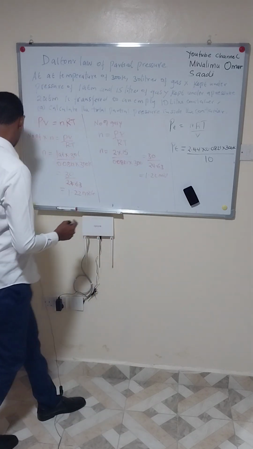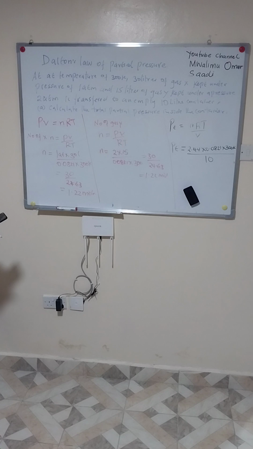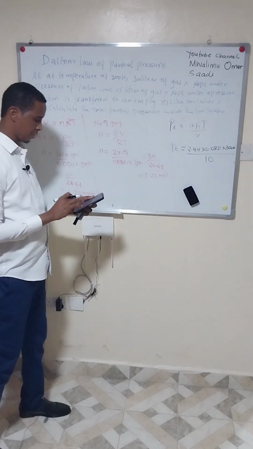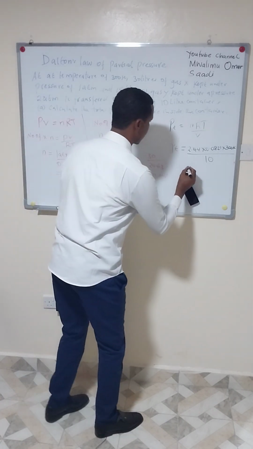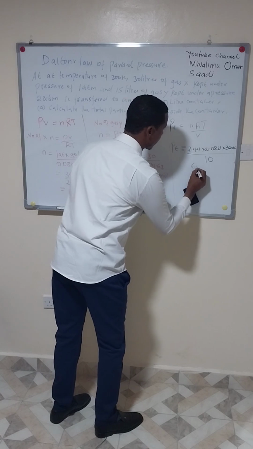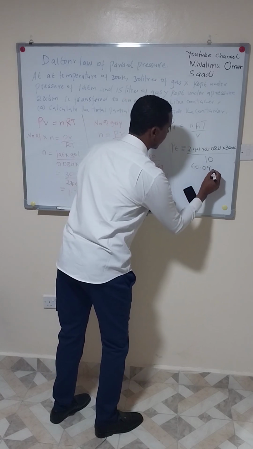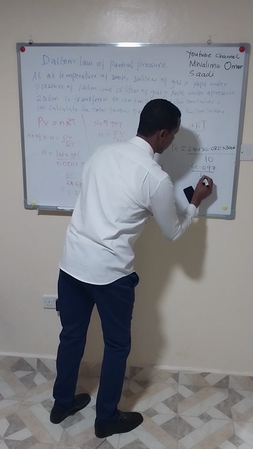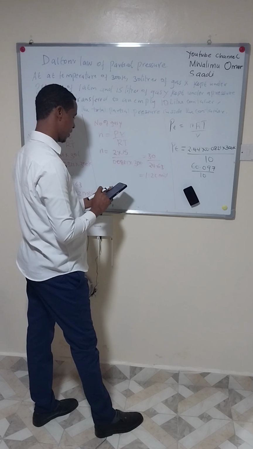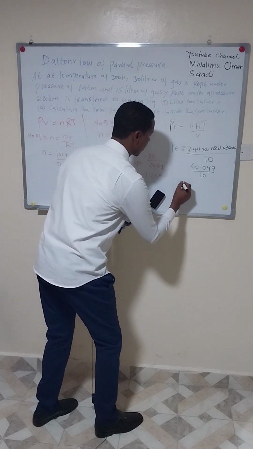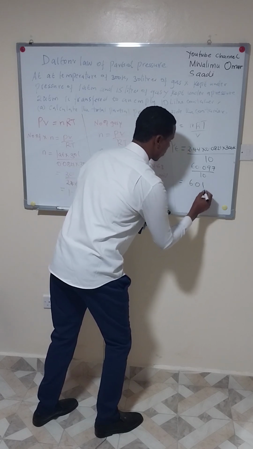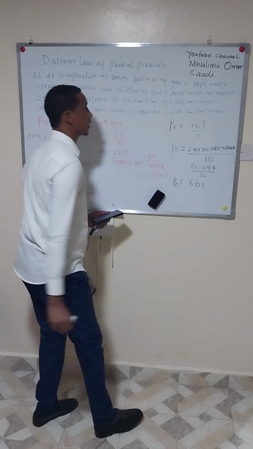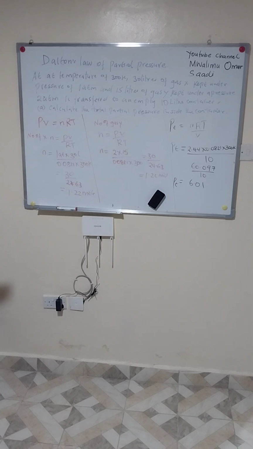So let us use our calculator. We'll have 2.44 times 0.0821 times 300. So that is 60.097 all over 10. So that simply means 6.001, we round off to 6.0. So this is the total partial pressure of gas X and gas Y.